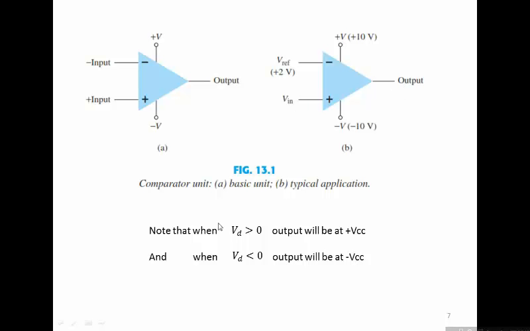Whenever the input levels are such that VD is greater than 0, where VD is defined as voltage at the positive terminal minus voltage at the negative terminal, and the voltage at the positive terminal is higher than at the negative terminal, then VD would be positive. So the output would go to plus VCC or 10 volts, and if VD is less than 0, the output would be at minus VCC or minus 10 volts.